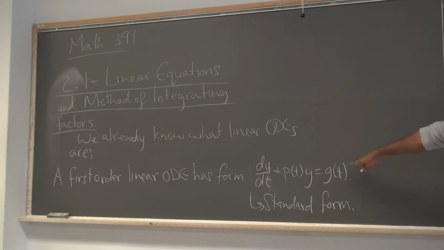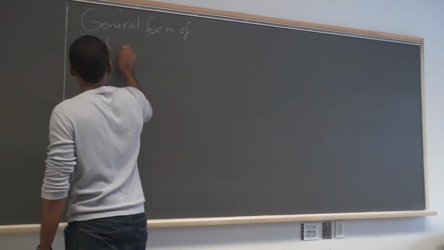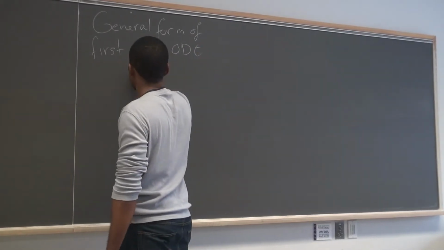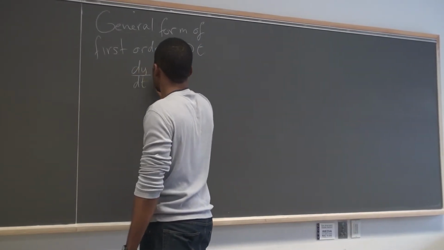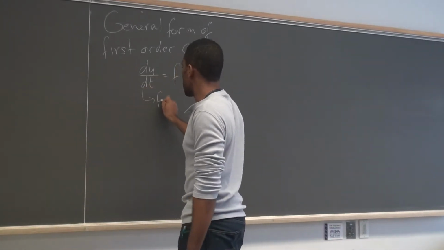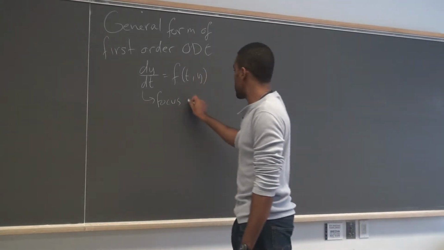And chapter 2 is going to be focusing on this, and how to solve, well, chapter 2 focuses on the first order ODE in general, which is dy/dt equals some function of t and y. And this is the focus of chapter 2. So we're going to learn about different methods of how to solve equations that look like these.